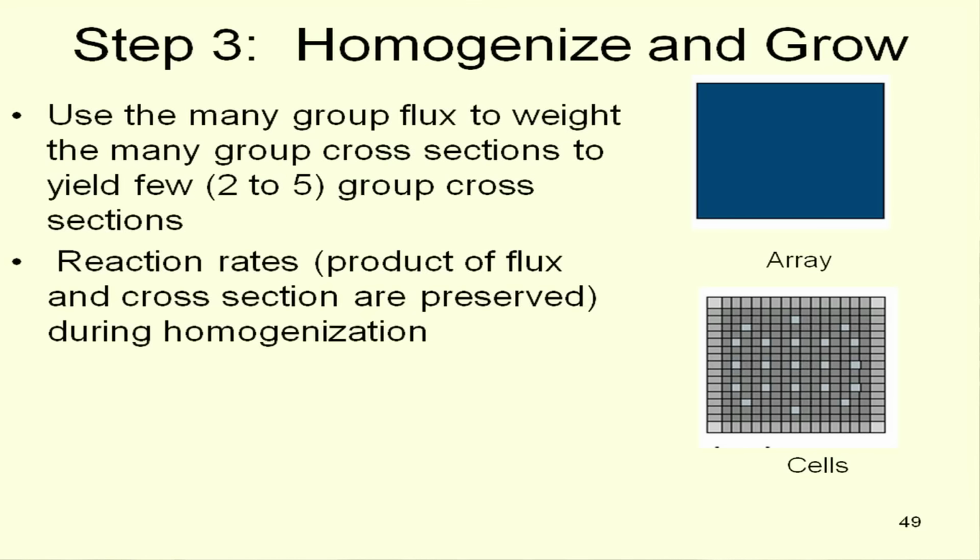Then you start to grow from there. You start to put the pin cells in arrays, and each of these will have a different flux associated with them, a different neutron spectrum. And what you do is you use the neutron spectrum in each of these to weight the cross sections and go from 75 or 50 energy groups down to 2 to 5 energy groups for each of these. But in this calculation, again using transport or Monte Carlo methods, you represent this entire assembly. This would be a fuel assembly with all these rods.